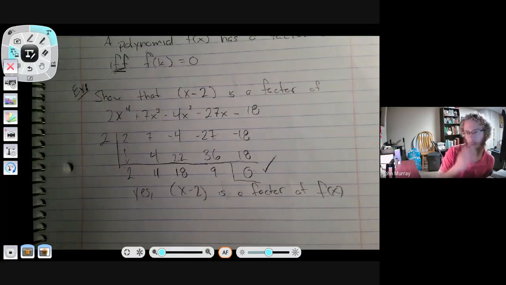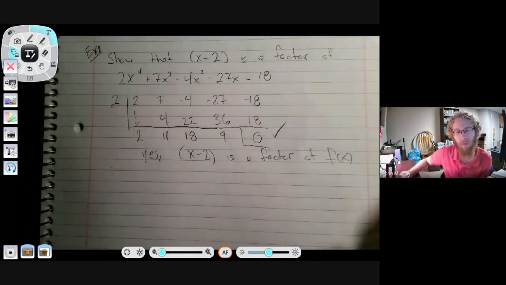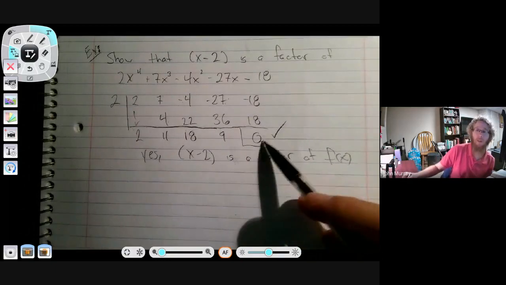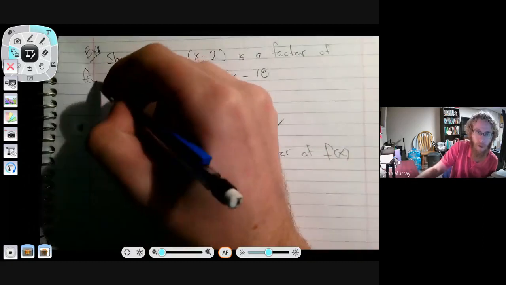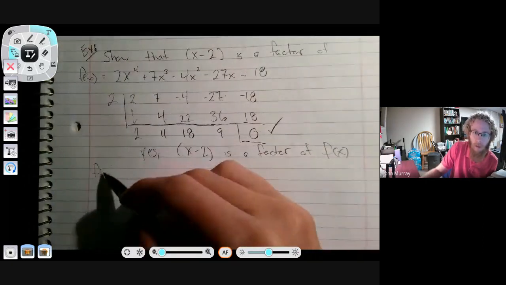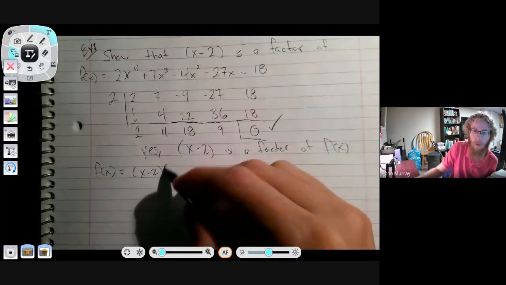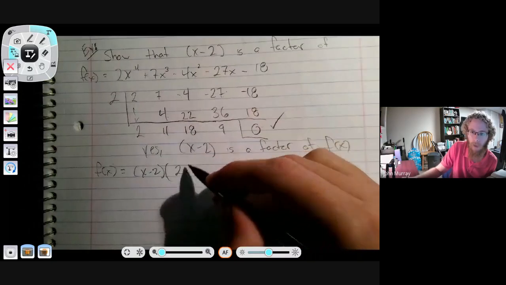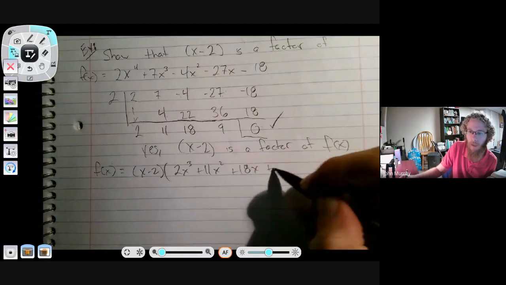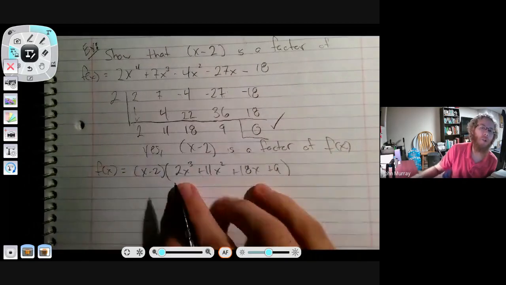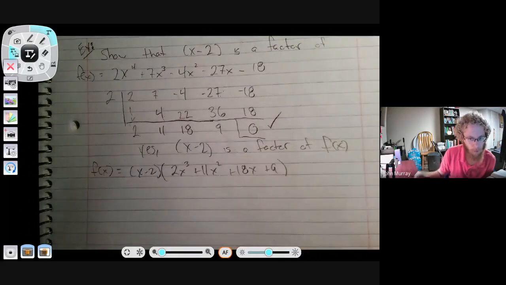Okay, so what we're going to do tomorrow is take this a step further, right? Because this is a factor, then I can go back and say that my function, if this was f of x, so f of x is going to be equal to my factor x minus 2 times whatever I have left over here, 2x cubed plus 11x squared plus 18x plus 9. Then you can go even further and factor this, and then you can keep factoring. All right, so that's what we're going to move on to doing.